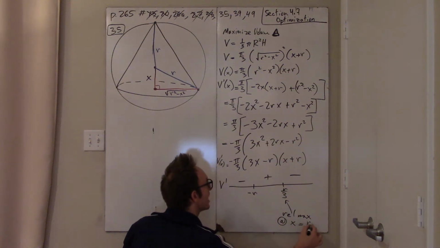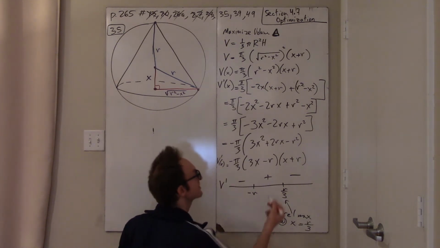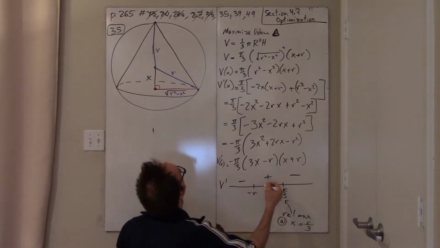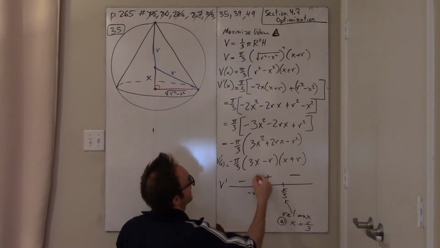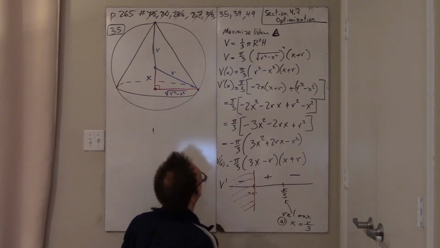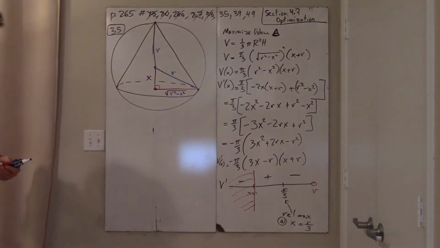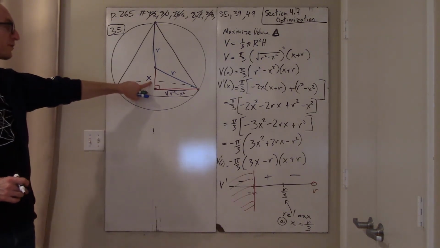x equals r over 3. And for the fourth time or something, certainly x can't be anything less than negative r, and x can't be anything bigger than r. So really the only legitimate possible values for x are from negative r to r, and so this relative max is in fact the absolute max. Okay, so in some ways I'm done. I have now learned that x should just be r over 3.